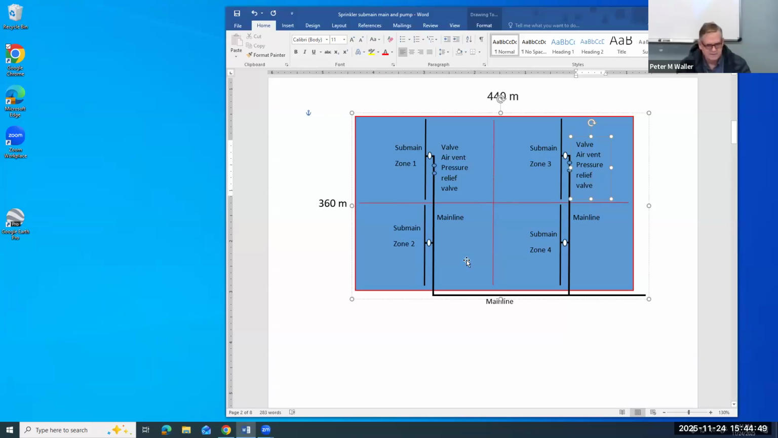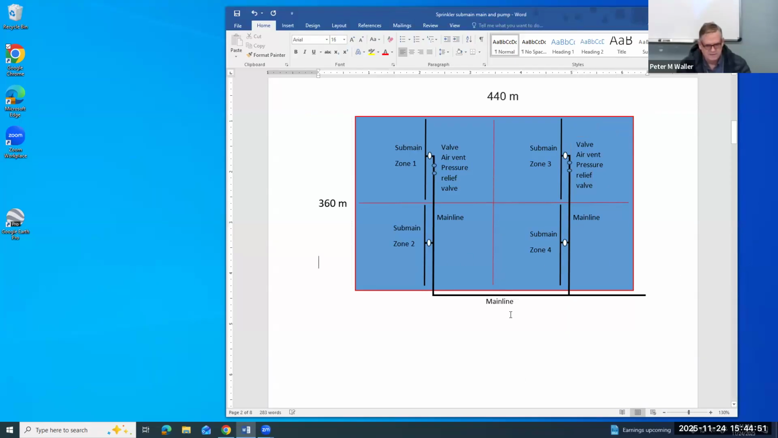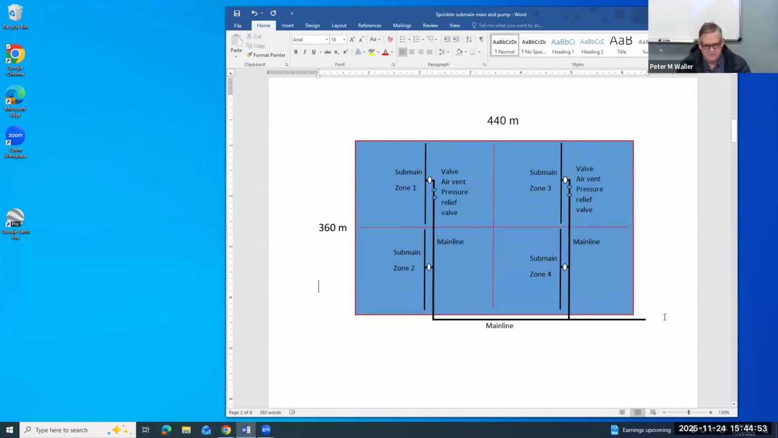Okay, any questions? Great. What about the reservoir? We haven't designed the reservoir yet. The next thing we're going to do is design the centrifugal pump. On Wednesday, I'll talk about the reservoir and the groundwater pump.